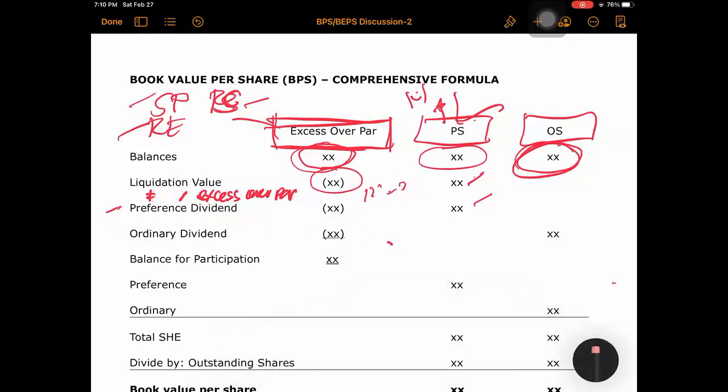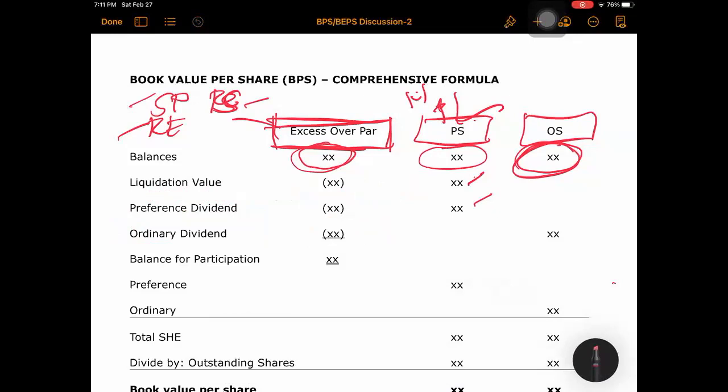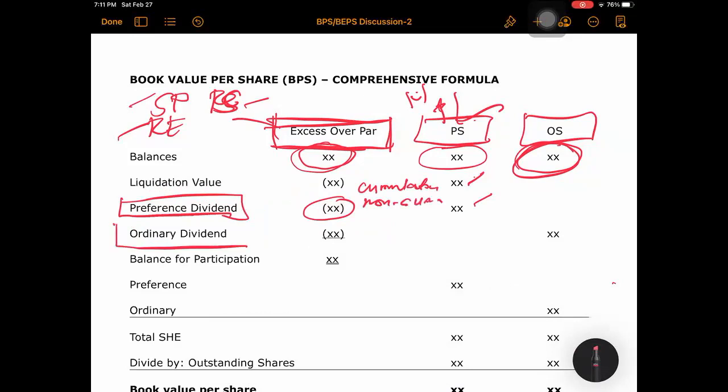Okay, to clarify, again, your preference dividend here depends on whether it is cumulative or non-cumulative. Your ordinary dividend here only has an amount if the preference share is participating.